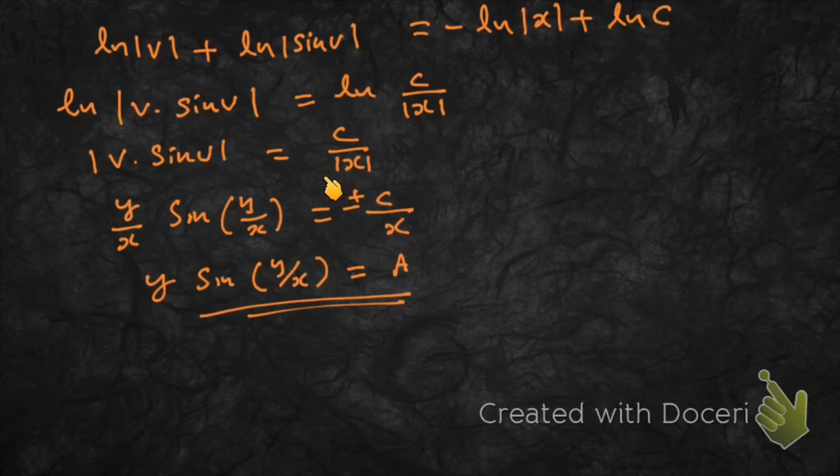I removed the modulus, so I got a plus or minus. I changed v into y by x. So y by x into sine of y by x is equal to plus or minus c by x. This divided by x cancels from both sides, and plus or minus c is taken as some other new constant, which is the solution.